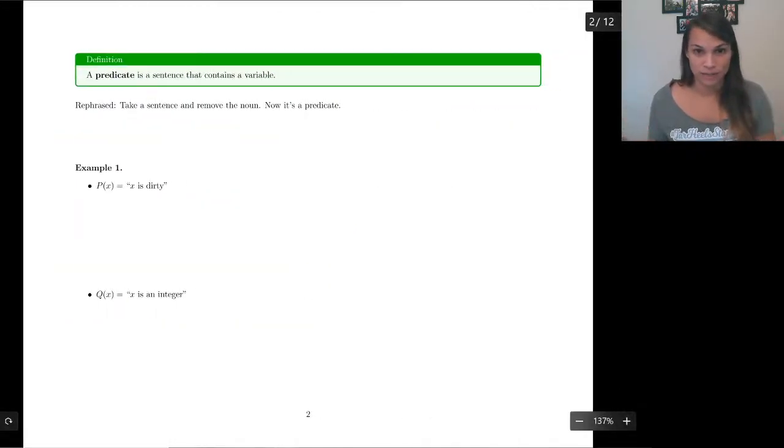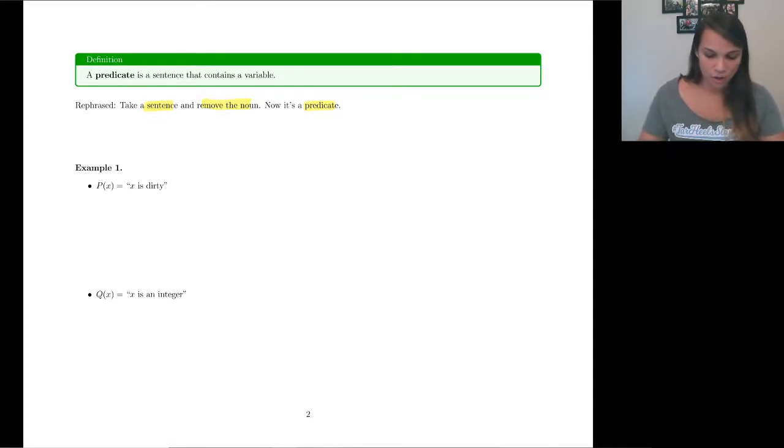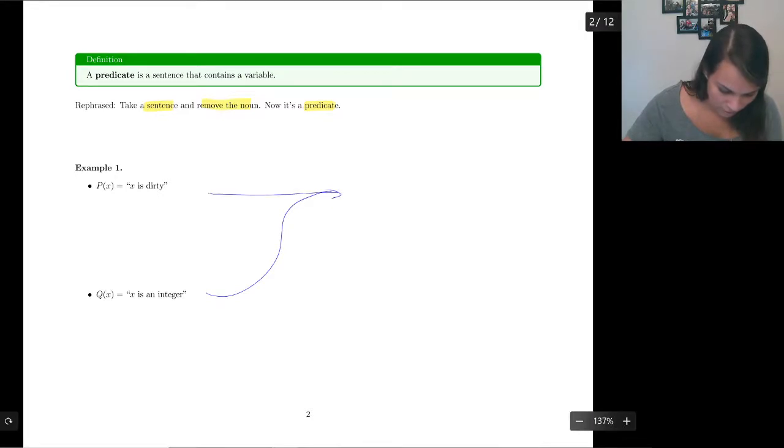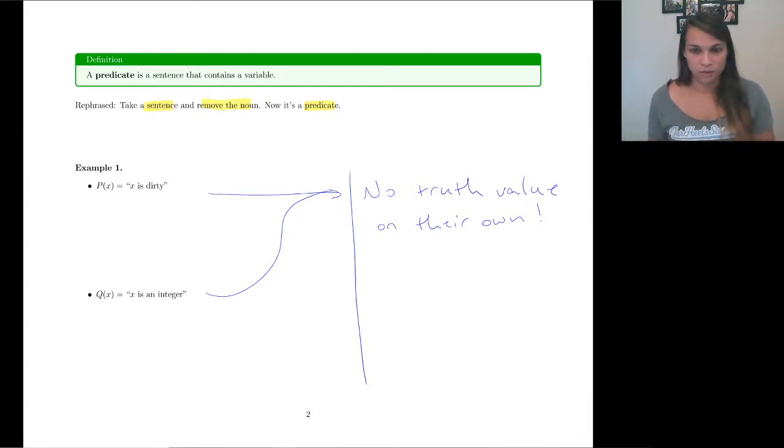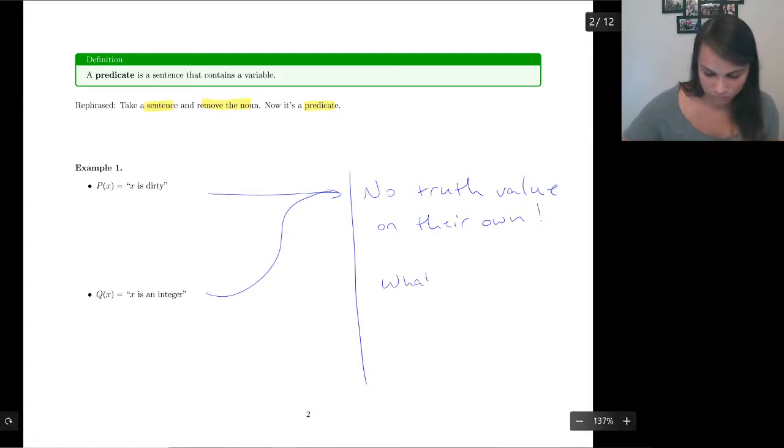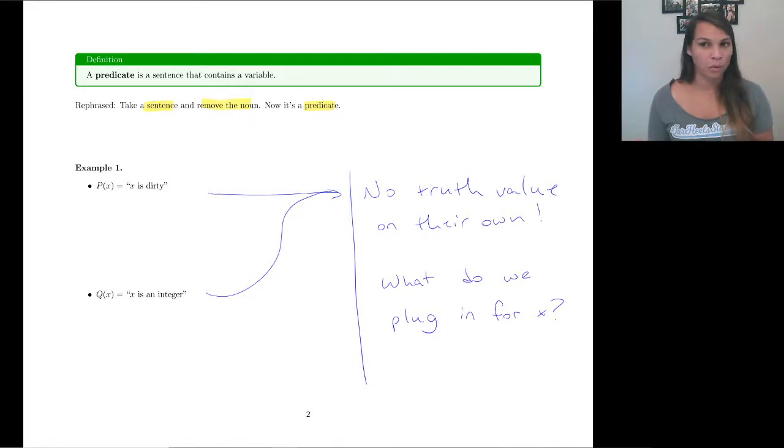With that, let's talk about predicates. It's what we've already been talking about. It's a sentence that contains a variable. Basically, you just take a sentence, remove the noun, now you have a predicate. So if we were to use the examples on the last page, we would have X is dirty and X is an integer. And again, these guys have no truth value. So then the question is, so what do we plug in for X? Well, depends on what we're allowed to choose for.